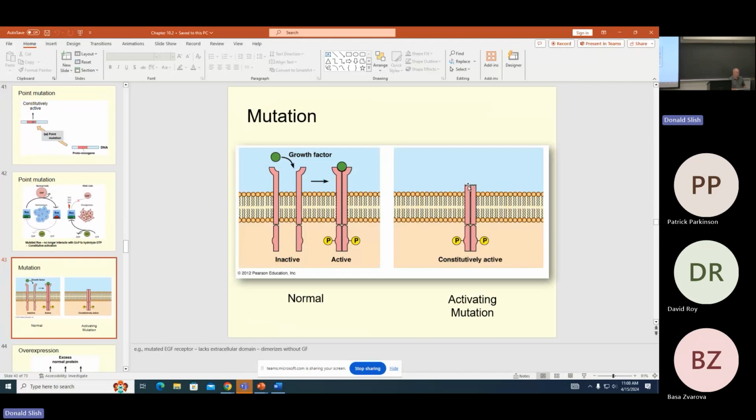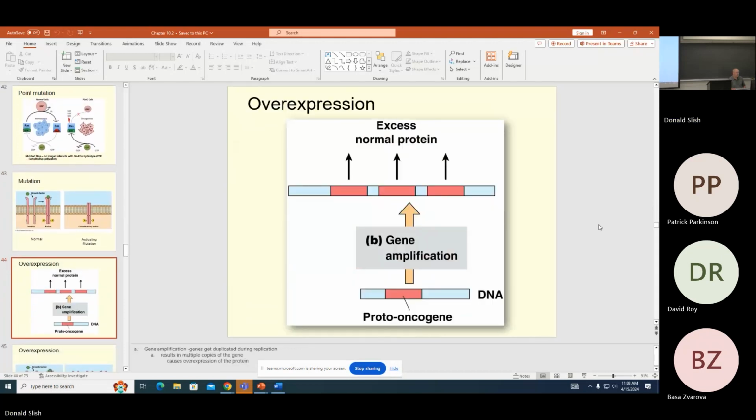Here's a mutation that took out the ligand binding region of a protein, of a receptor tyrosine kinase, and that causes it to become constitutively active.